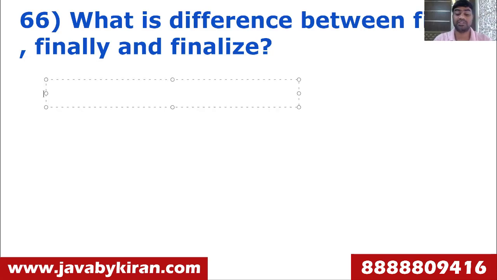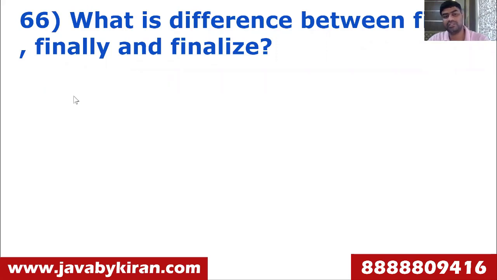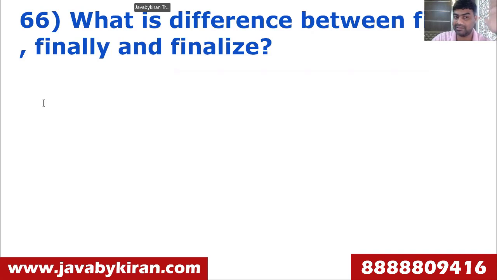First of all, say final is a keyword. What mistake do you make again? You start telling final and then start speaking about final, then you forget what is there in finally and finalize. So don't make that mistake. Be systematic. What you should say?